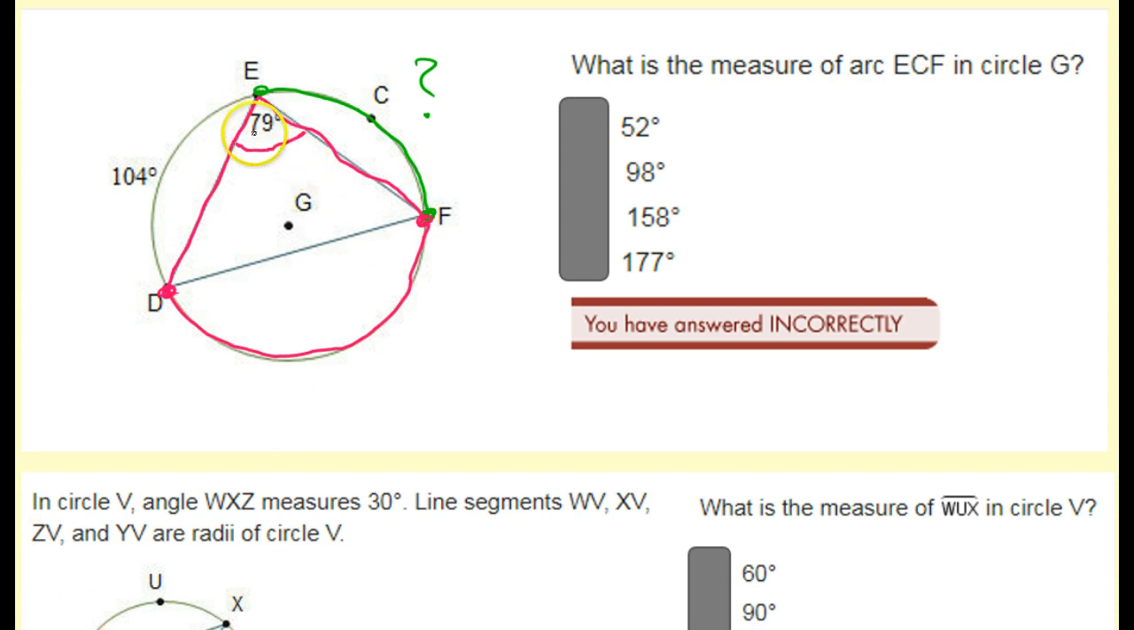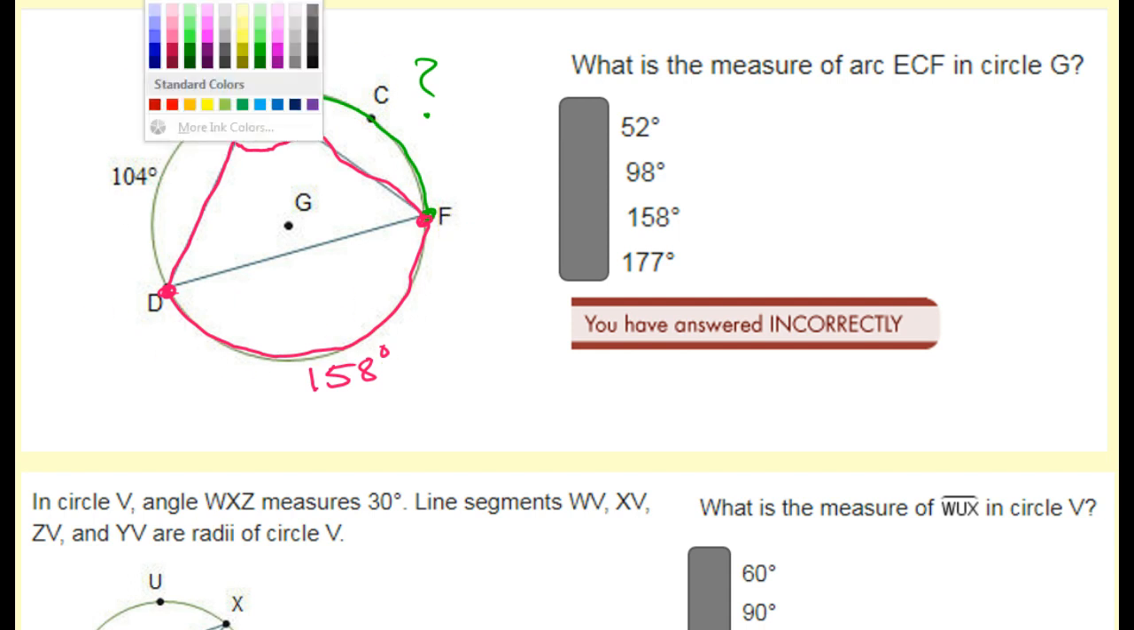So if we double 79, 79 times 2, we're going to get 158 degrees. So that's the measure of this arc. Look, the entire circle is really made up of only 3 arcs. We have 104 degrees over here, we have 158 degrees, and then we have the green arc that we're looking for. They all should add up to 360 degrees.